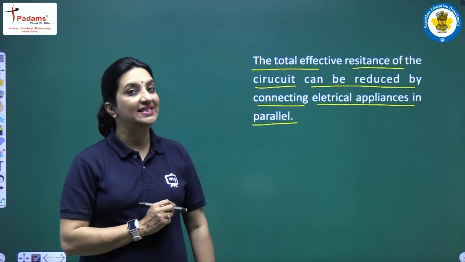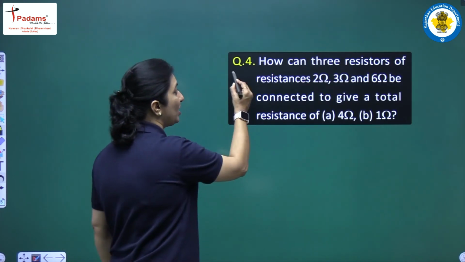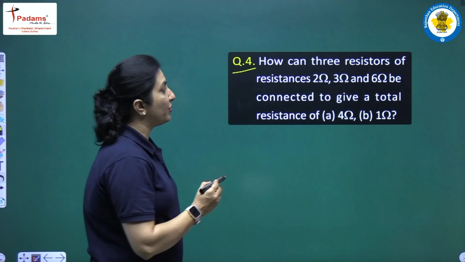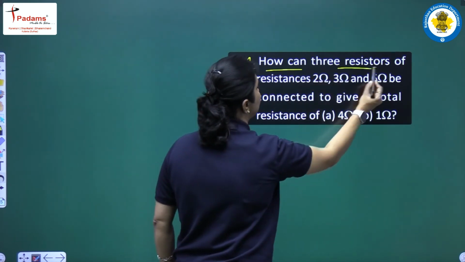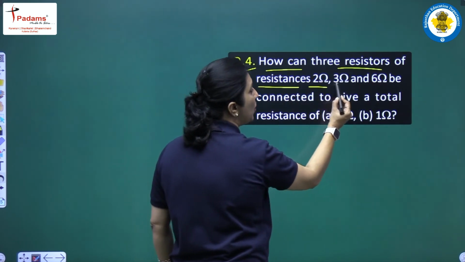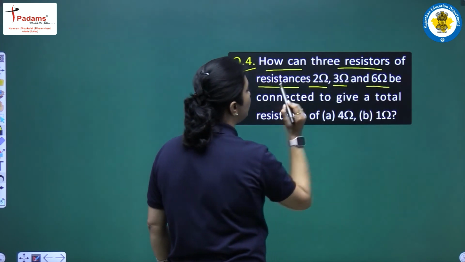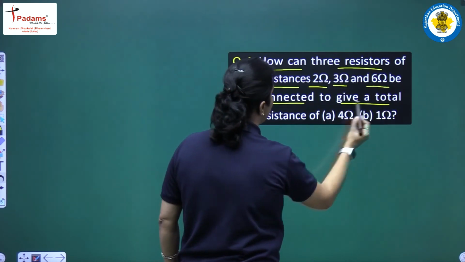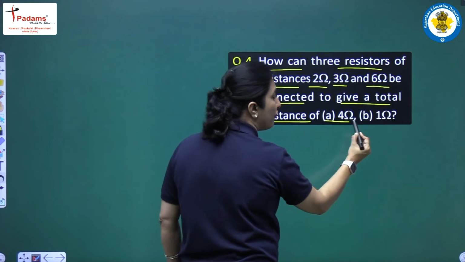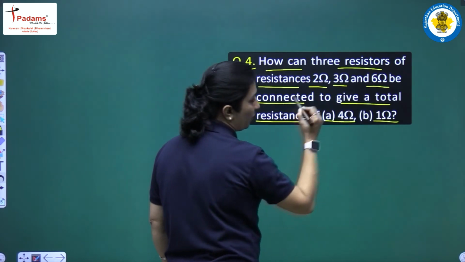Right students, let's see the next problem which is question number 4. How can three resistors of resistances 2 ohms, 3 ohms and 6 ohms be connected to give a total resistance of 4 ohms and 1 ohm?